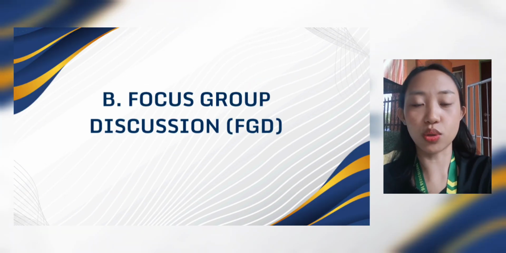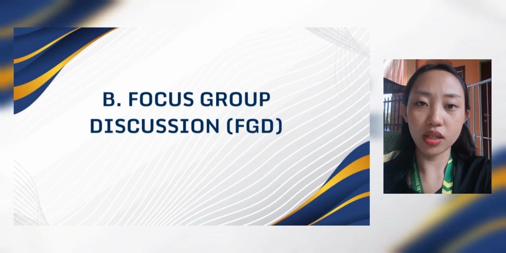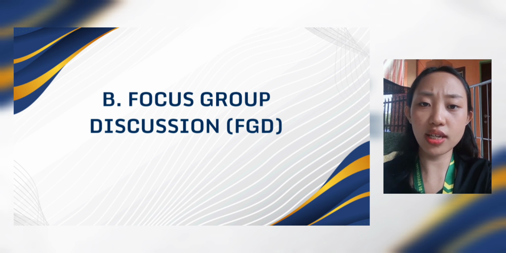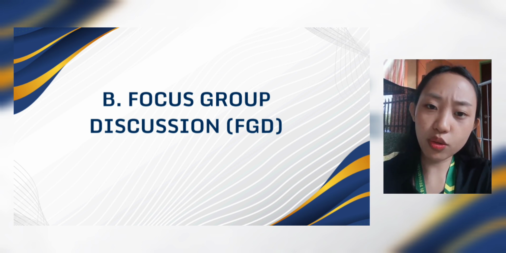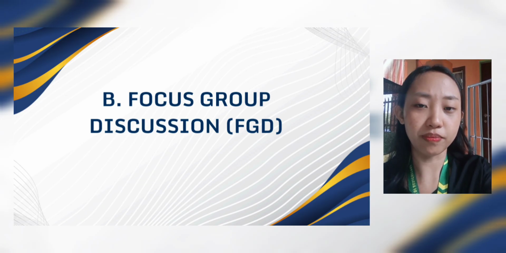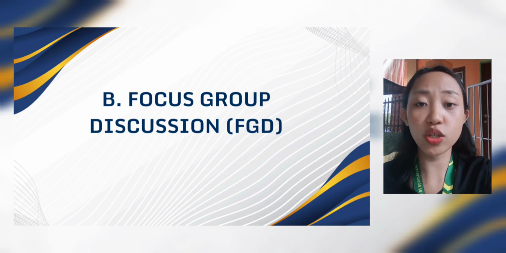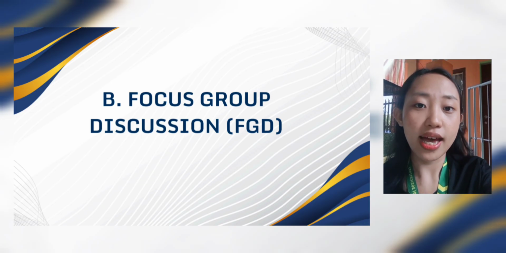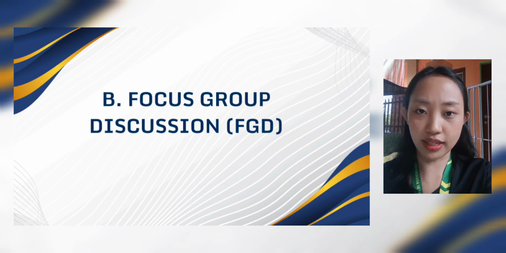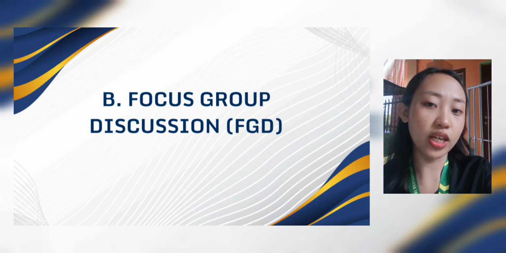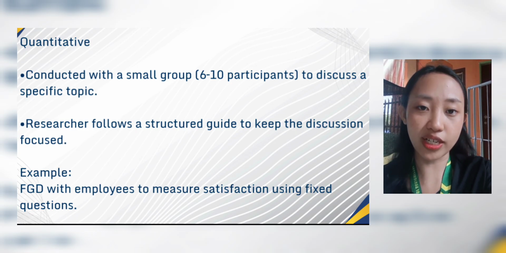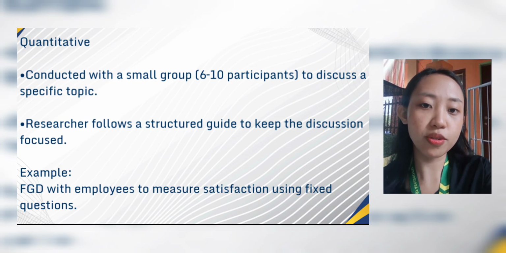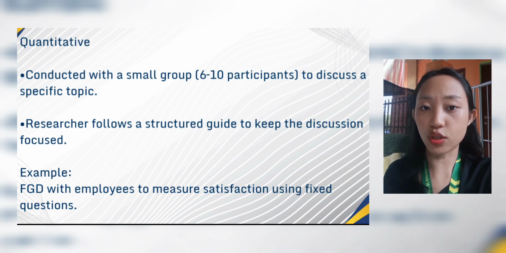Next, let's go to slide number 5. Focused Group Discussion or FGD. Now, a focused group discussion or FGD is like an interview, but with a small group, usually 6 to 10 people. This is useful when you want to see how people interact and agree or disagree about a topic. For a quantitative FGD, you use fixed questions. For example, discussing customer satisfaction using a uniform guide of questions.